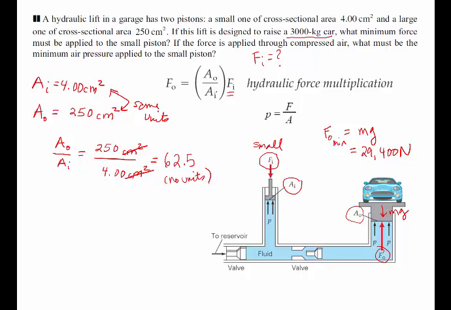So I can take F_o and divide it by my ratio of the two areas, so I'm going to divide by 62.5. That's going to give me the force I need to apply to my small piston. So that's 29,400 newtons divided by 62.5. And so what force do I have to apply? 470 newtons.